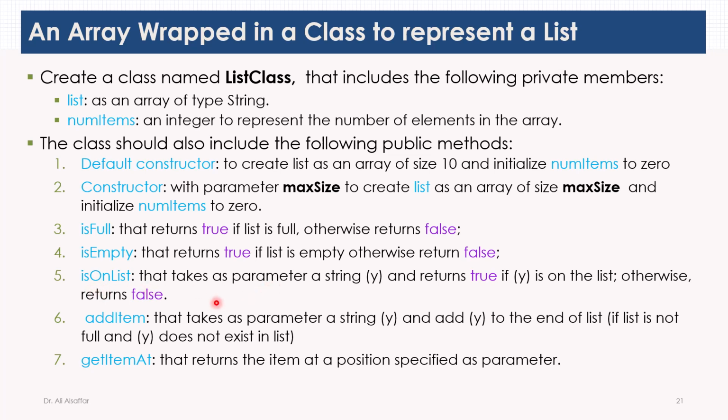Finally, if we want to get an item at a certain index in the list, we use the method getItemAt that returns the item at a position specified as a parameter. So this will give us the item at a certain index inside the list.